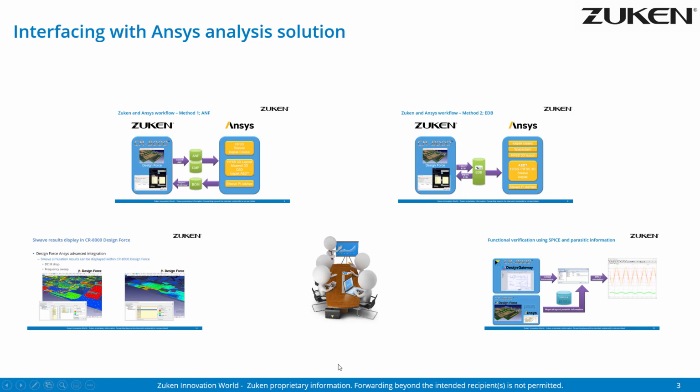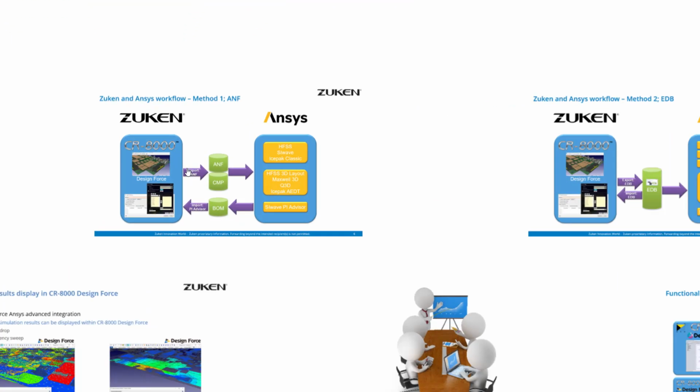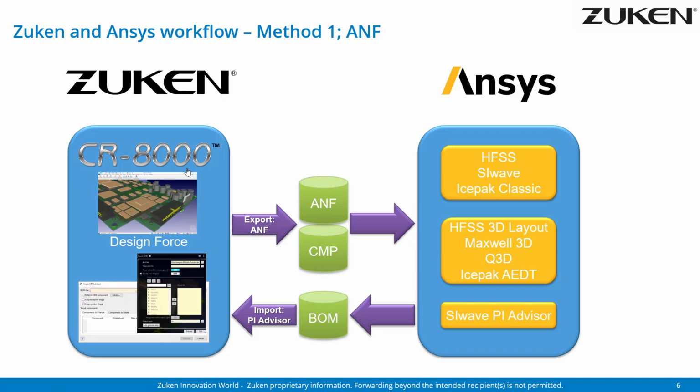Looking at the interface between Ansys and Zuken, we have two methodologies to interface. The first method is using the ANF, which is available from DesignForce. From the Analysis tab, we can export an ANF, which will generate both an ANF and a CMP file that can be utilized with tools in the Ansys environment, such as the high-frequency structured solver, SI wave, and IcePack for thermal analysis.